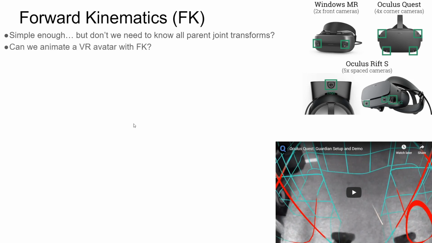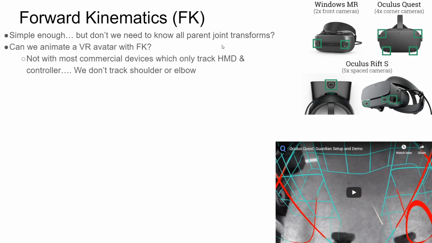So we're pretty close to the end of the class, so no need to answer a question, but can we animate a VR character with only forward kinematics? The answer is not really, because commercial devices, and you've used the Oculus Quest, so you have a good sense of this, really only track the head-mounted display itself. They track where your head is and where the controllers are. They don't really bother to track anything else.